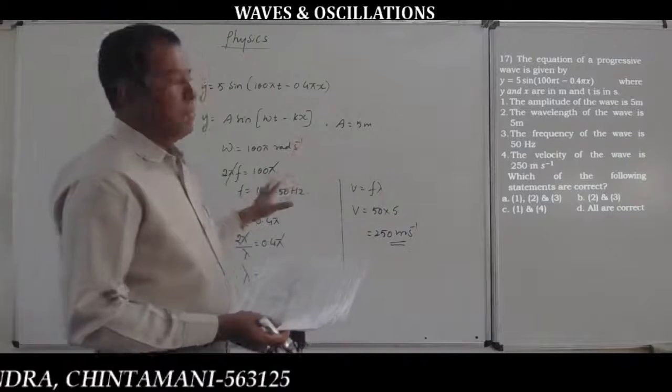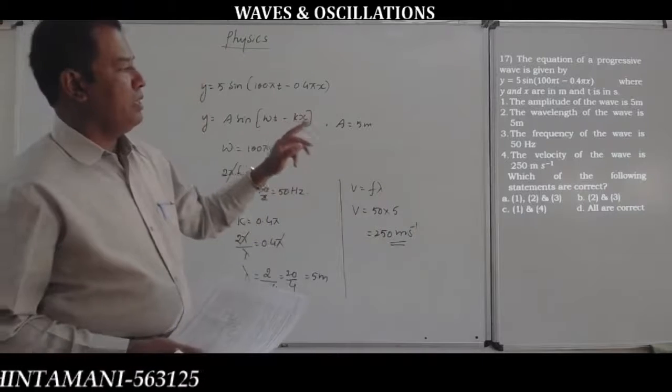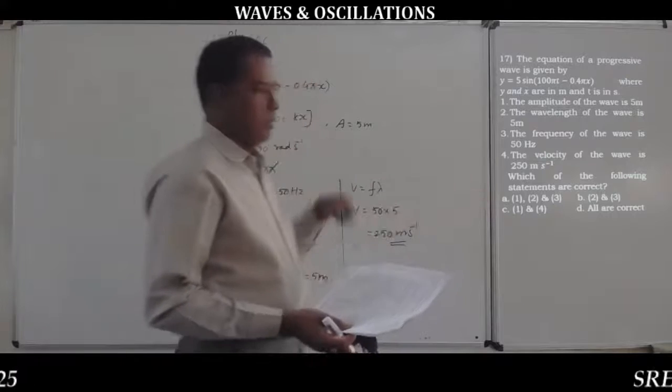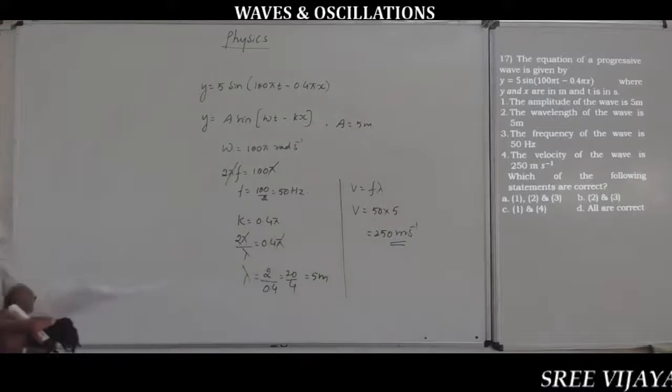So we have found out all the parameters. So we have found out the amplitude, wavelength, frequency and velocity. So all the given statements are true. So therefore the correct option is D. All are correct.